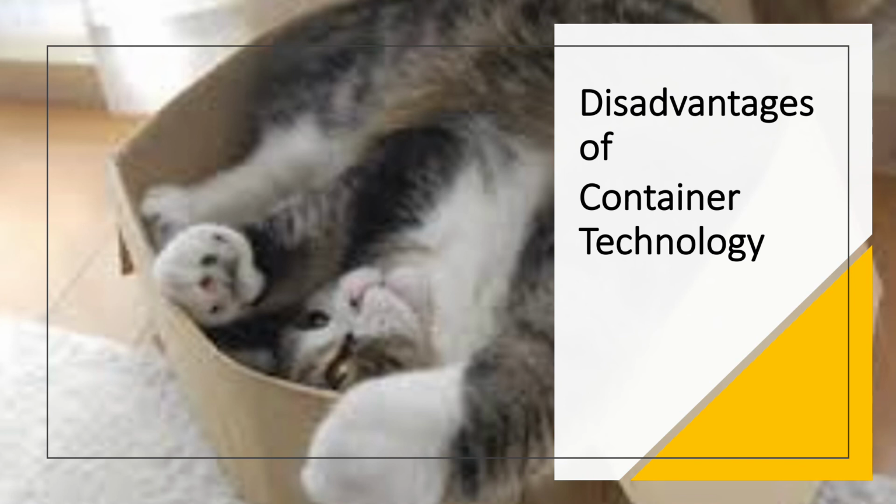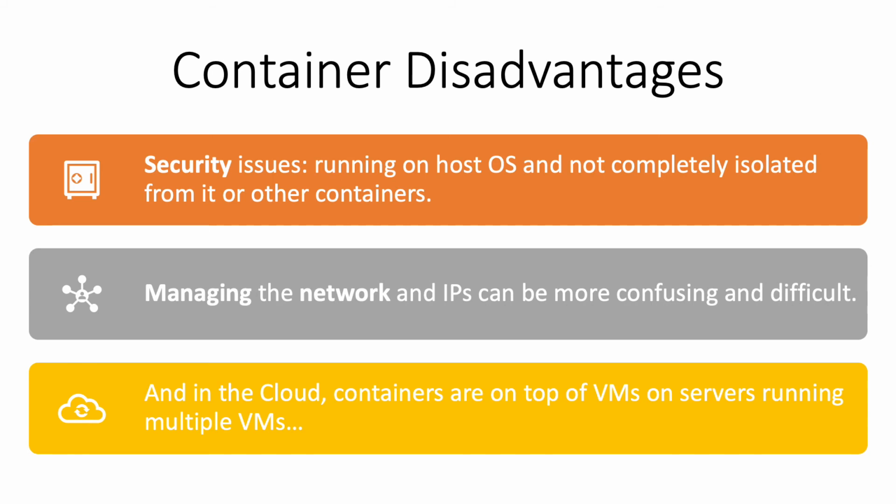So what are the disadvantages? Well, as we've seen, there are security issues. They're running on a host operating system. You're not completely isolated from it, like any application that's running on a host operating system. So obviously there may be security issues that you're not going to run into if you're running VMs. Managing the network and IPs, ports and all that, can be much more confusing, much more difficult, because it's abstracted. And so you're not doing this direct mapping like a VM is doing with the hardware.